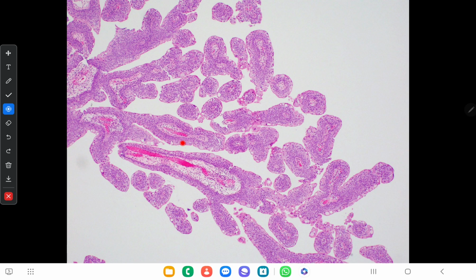You can see this is the urothelium. These are the finger-like projections. You can see the epithelium nicely. Transitional cell papilloma means a benign tumor.